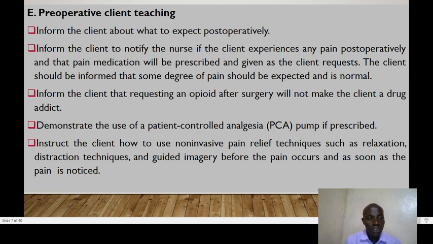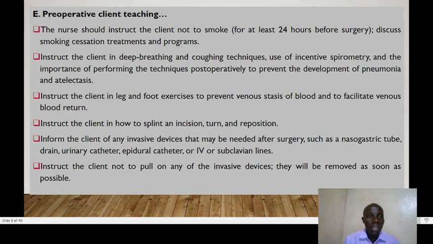You also need to demonstrate the use of the patient controlled analgesia pump if prescribed. Then you instruct the client how to use non-invasive pain relief measures. These measures could include relaxation, distraction techniques, and guided imagery before the pain occurs and as soon as the pain is noticed.